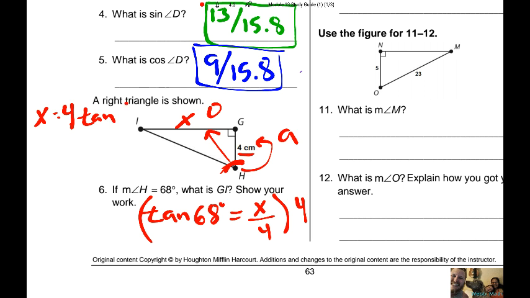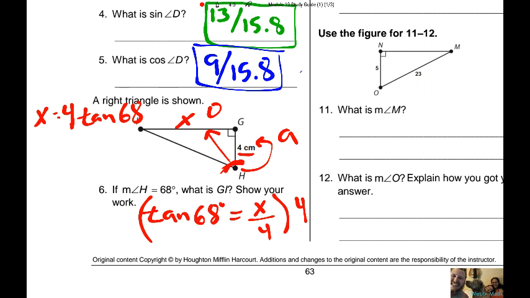tangent of 68 degrees. In your calculator, and practice this, do this right now. Make sure you are in degrees. DEG should be on your screen. If not, ask your teacher to see how to put it in degrees, because if you're not in degrees, you could have your entire test wrong, and that would suck. So make sure you're in degrees.